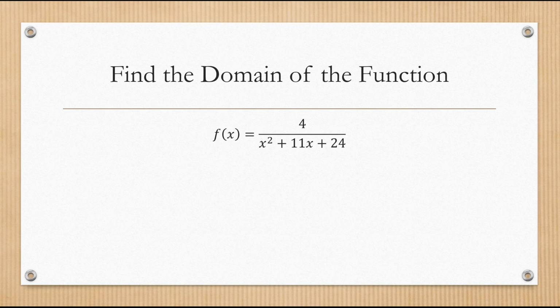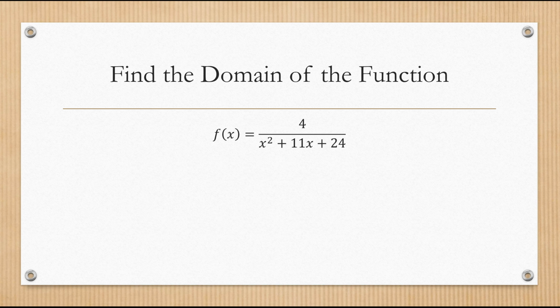So here's my first function I want to take the domain of. At first glance, you might say, well, I could stare at that for a while and I wouldn't be able to figure out what the domain of that function would be. But remember, there's only 2 things that could restrict your domain, and one of them is the denominator can't be 0. So this denominator here, x squared plus 11x plus 24, is not allowed to be 0.